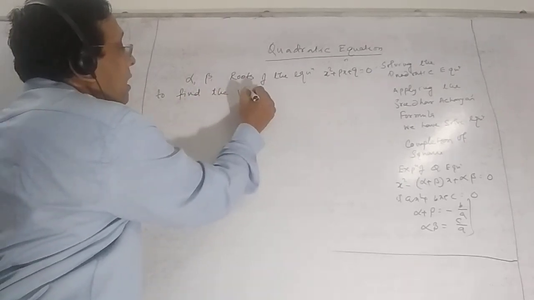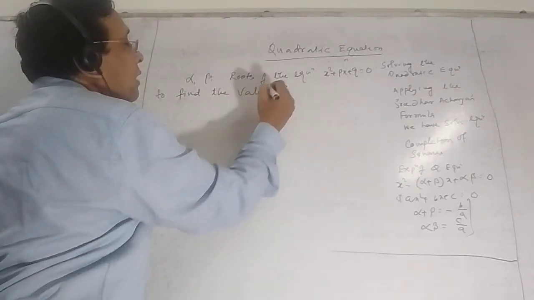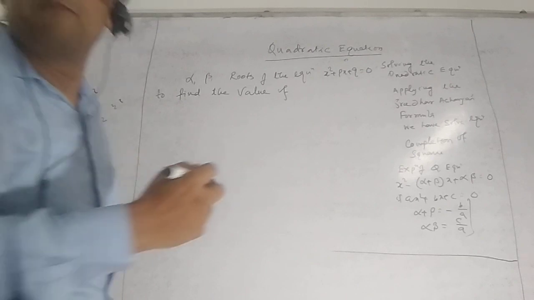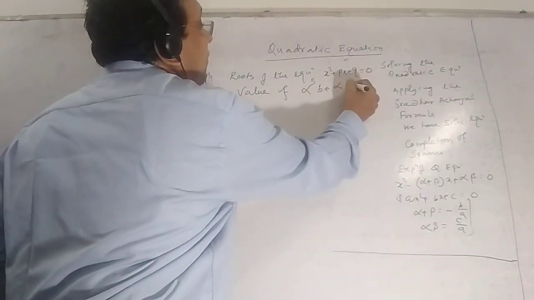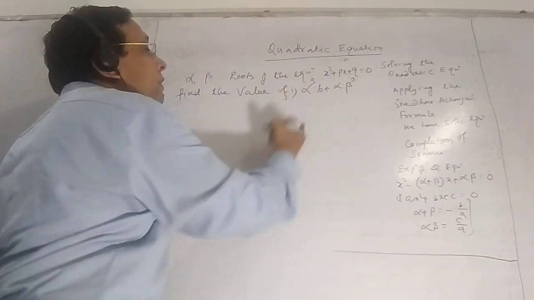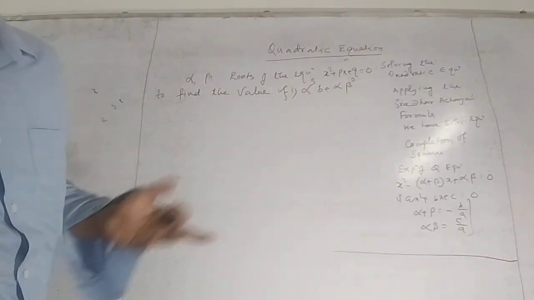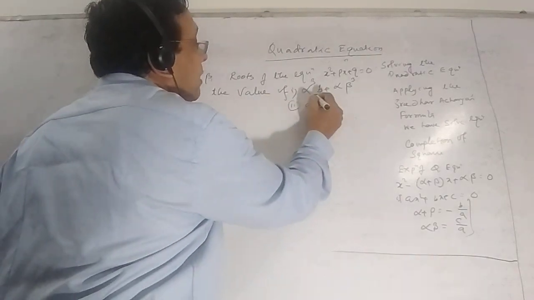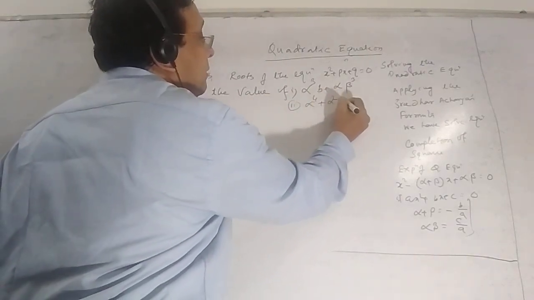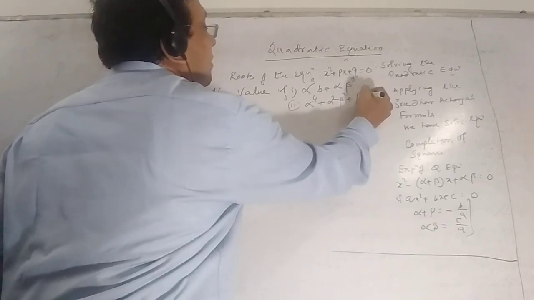the value of alpha cube beta plus alpha beta cube. This is number 1. And number 2, anything it may be asked to do, say alpha to the power 4 plus alpha square beta square plus beta to the power 4.